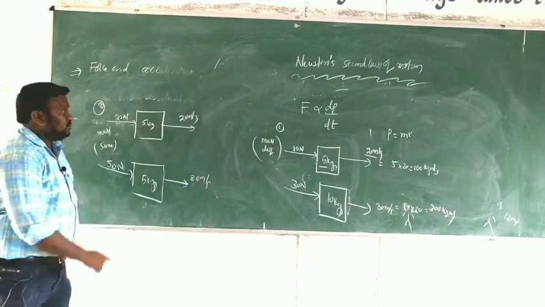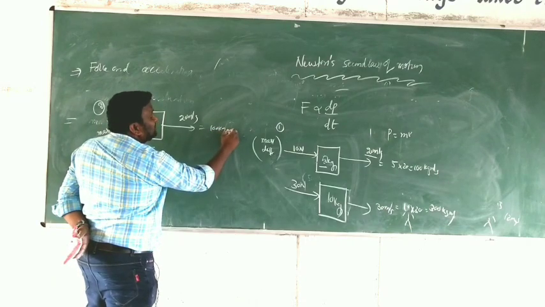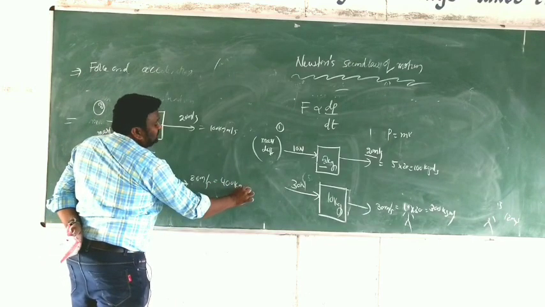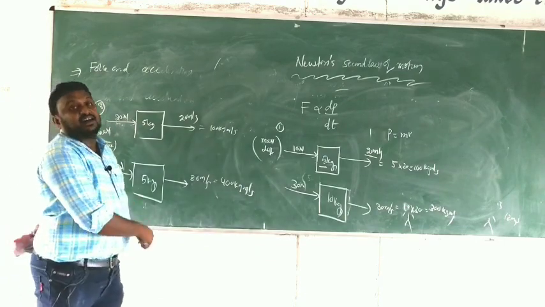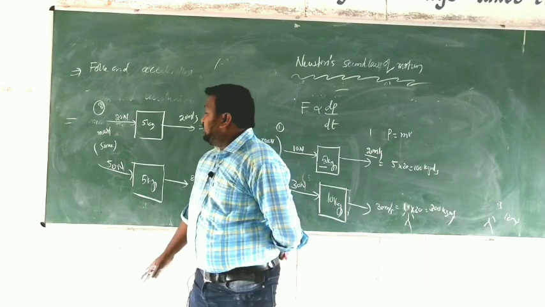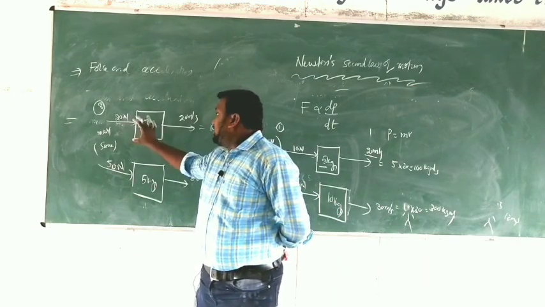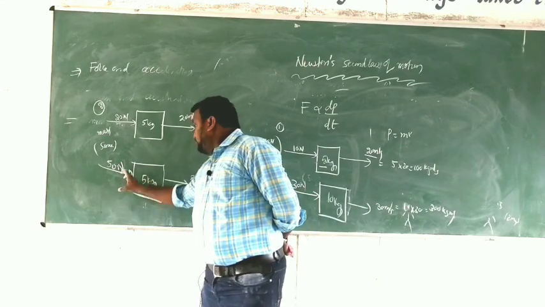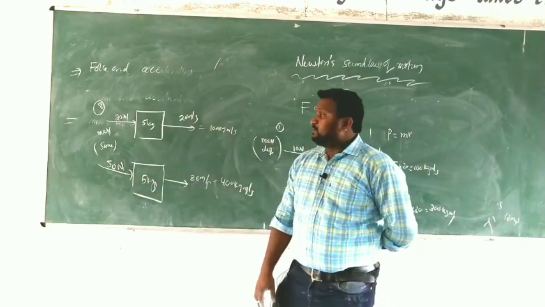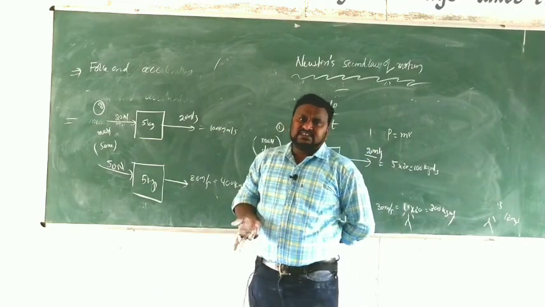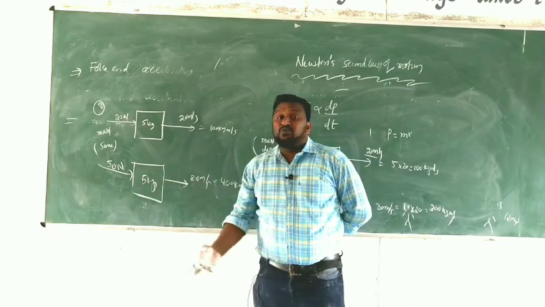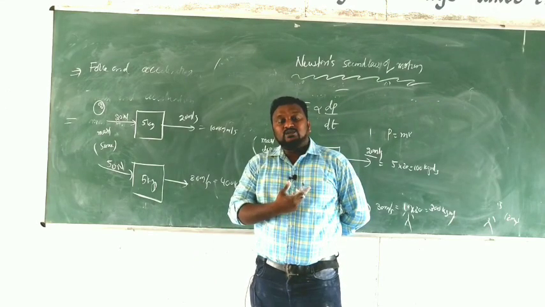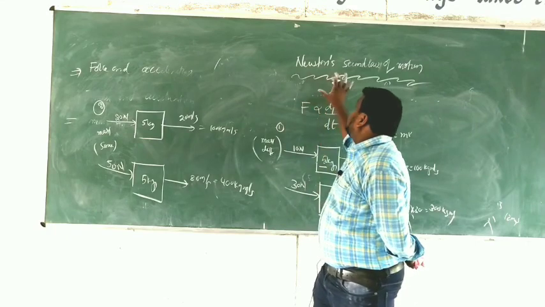Then what is the momentum here? 5 into 20, 100 kg meter per second. Here, 5 into 80 means 400 kg meter per second. This is another example. When we applied 20 newtons on 5 kg, it goes with a momentum of 100 kg meter per second. When we apply a force of 50 newtons, it is 400. That means the object is the same, the mass is the same. Then what's the difference? As the amount of force increases, momentum also increases. That is what we call Newton's second law of motion.